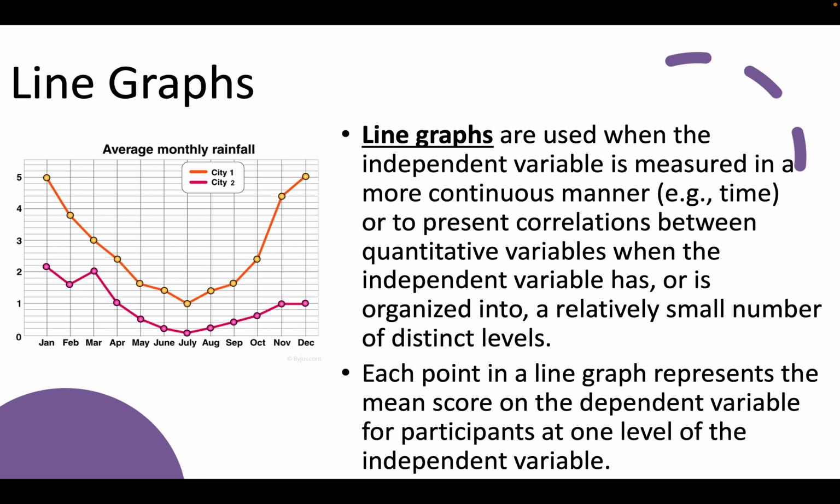Line graphs are used when the independent variable is measured in a more continuous manner, for example, time, or to present correlations between quantitative variables when the independent variable has or is organized into a relatively small number of distinct levels. Each point in a line graph represents the mean score on the dependent variable for participants at one level of the independent variable.